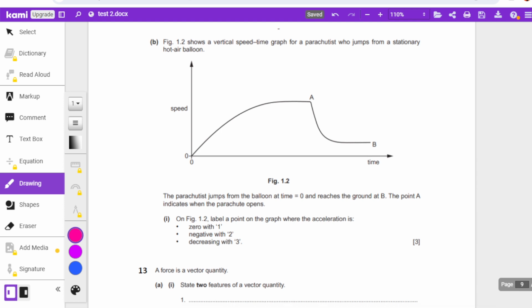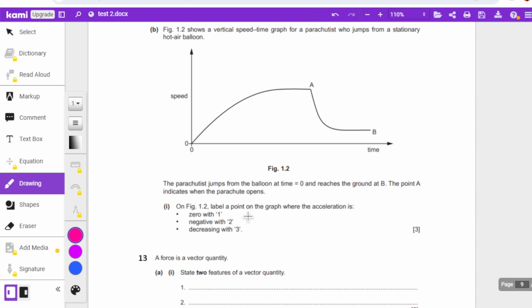He asked to label a point on the graph where the acceleration is 0. Acceleration is 0 when, in the speed time graph, the line is horizontal. So this is 1, acceleration 0. Also this is 1, acceleration 0. Negative means deceleration, so it will be 2. You can write on the line 2, deceleration, negative acceleration. Decreasing acceleration will be 3, this part, because the gradient decreases, okay?